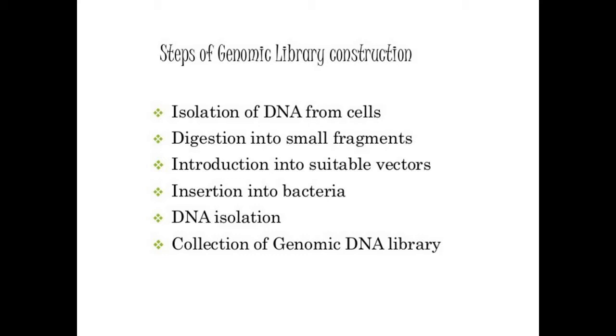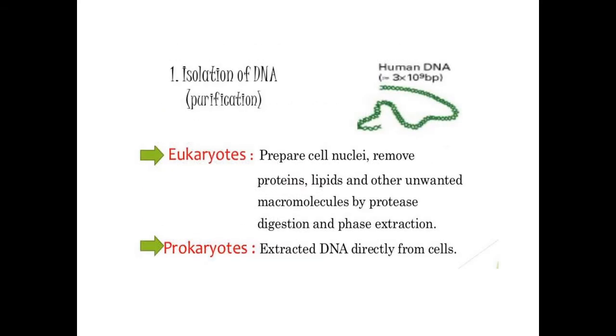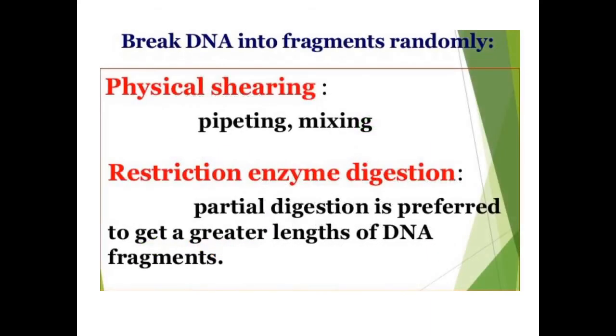The DNA is isolated after culturing of these bacterial cells, and the collection of the genomic library is what we get in the end. So these are the steps which are discussed. We are isolating the DNA, and how it is done for prokaryotes and eukaryotes.